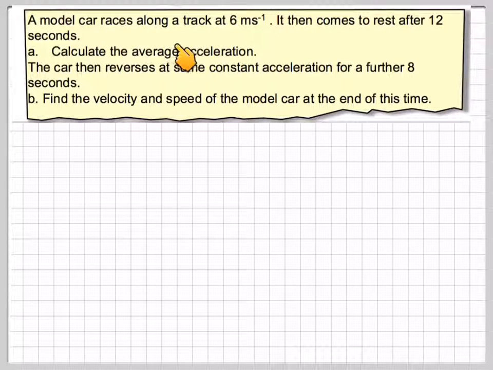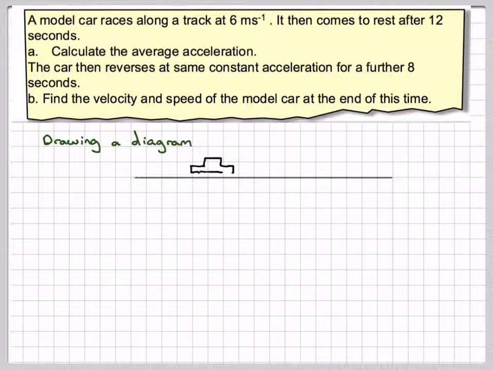A model car races along a track at 6 meters per second. It then comes to rest after 12 seconds. Calculate the average acceleration. So, drawing a diagram. The car goes 12 seconds and it's travelling at 6 meters per second.